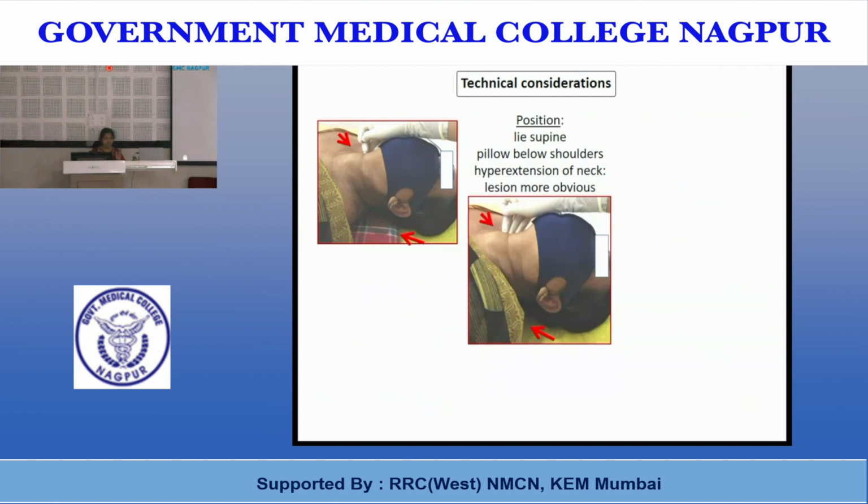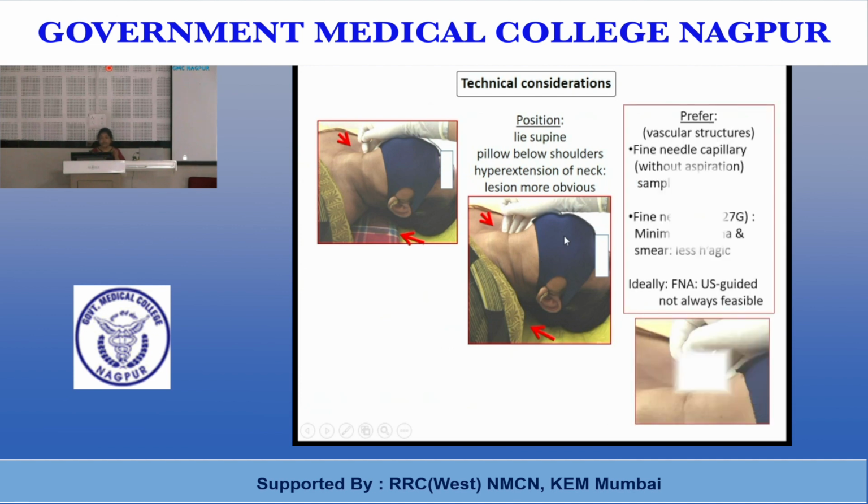Coming to the technical considerations. You have examined the patient sitting. Ask her to lie down in the supine position, and this pillow should be pushed below the shoulders for hyperextension of the neck. This will make the lesion more obvious. And in a vascular structure like the thyroid, and remember this, it is applicable to all vascular structures, fine needle capillary sampling, that is without aspiration, is anytime preferable. You can see one of our residents doing this. Use a 25 to 27 gauge needle.